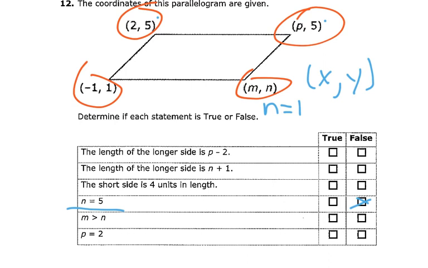M is greater than n. So m is greater than n. Or p equals 2. Think about that one, guys. Okay.